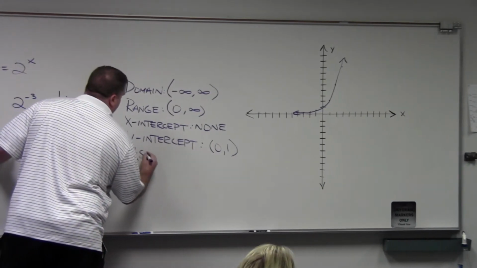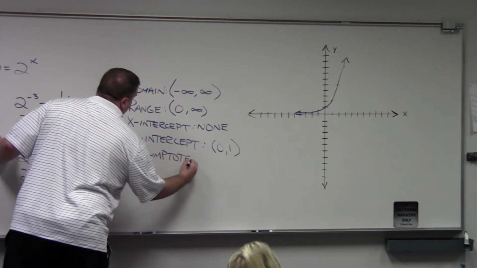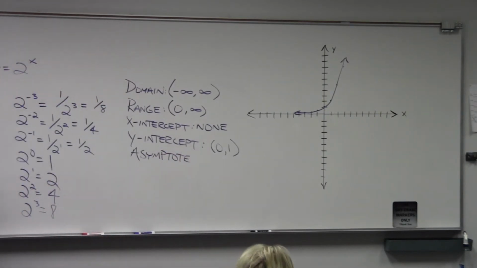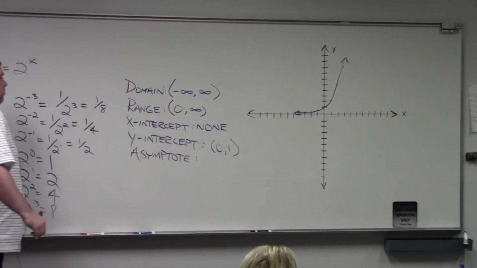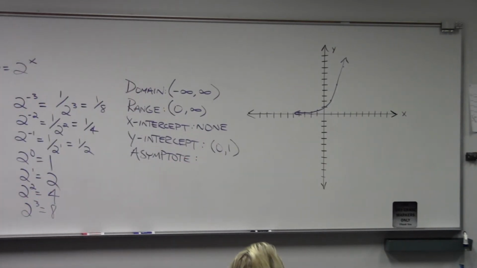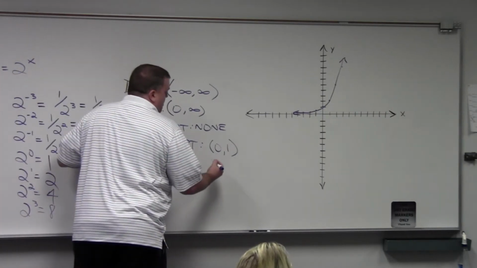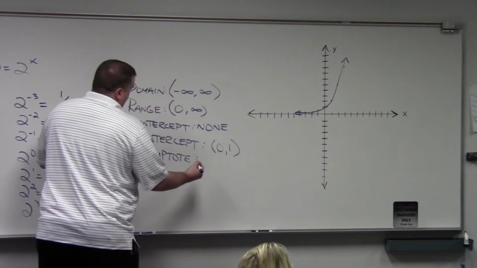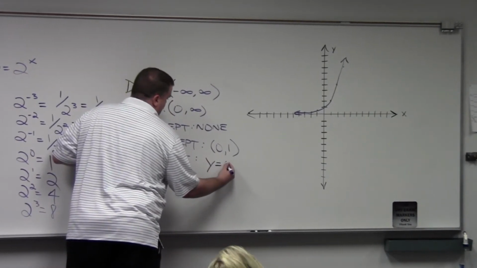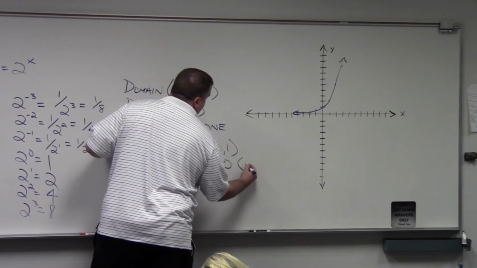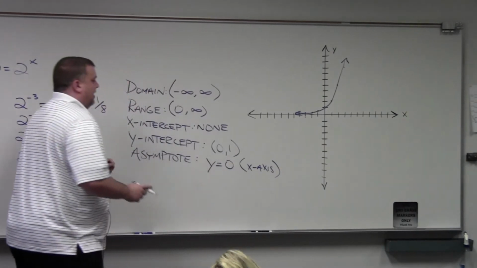And I also have an asymptote. An asymptote is a line that the graph does not cross. So what line doesn't the graph cross? The x-axis, right? So as an equation, what would that be? Right. It's y equals 0, also known as the x-axis.